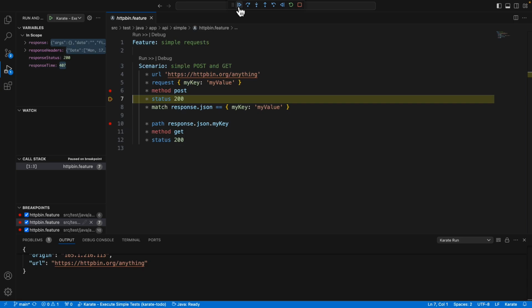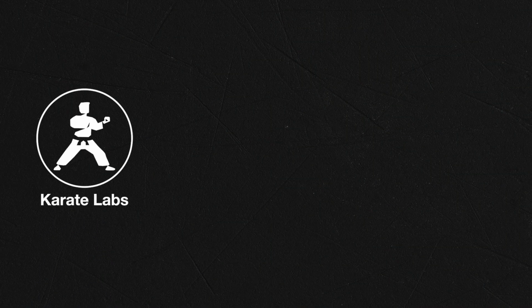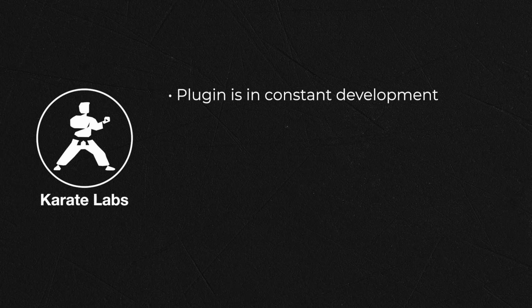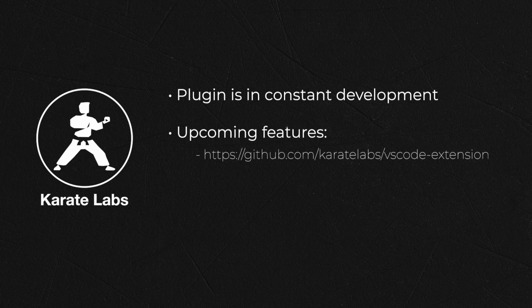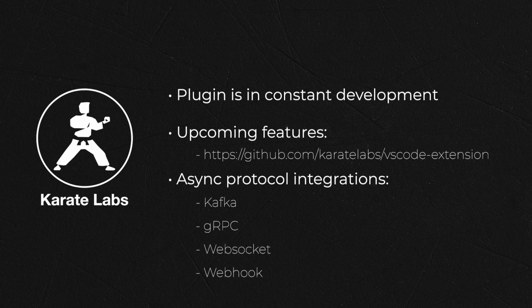The Karate Visual Studio Code plugin is in a state of constant development. As well as all the features you've seen in this video, additional new features are regularly added. You can read about and check the status of all these features in the documentation. Karate also offers Pro and Enterprise users integration to asynchronous protocols, including Kafka, gRPC, WebSocket, and Webhook. Again, please refer to the documentation website for further information.